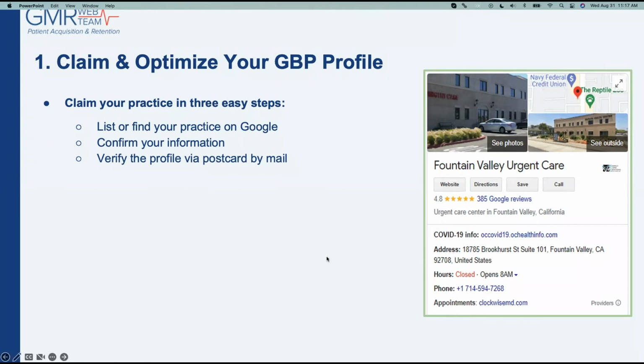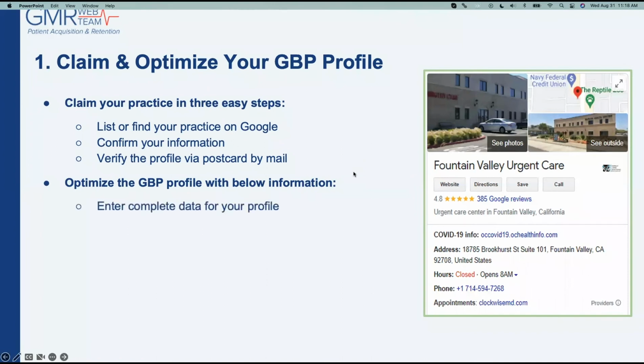And the second thing you want to do is optimize it. I think the word optimize makes it sound like it's very complicated, but it's actually more intuitive. Google makes it pretty easy for you to optimize, quote unquote, your profile. What you want to do is just enter all the complete data for your profile. This includes your address, hours, phone, and any information about the practice. For example, are you an urgent care? Are you a physical therapist?